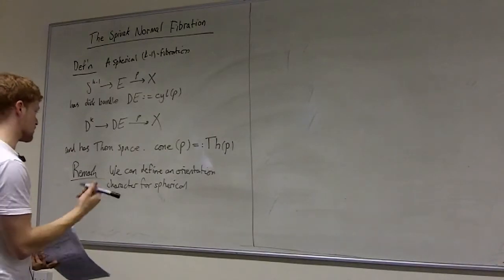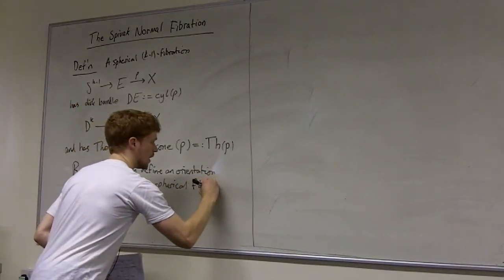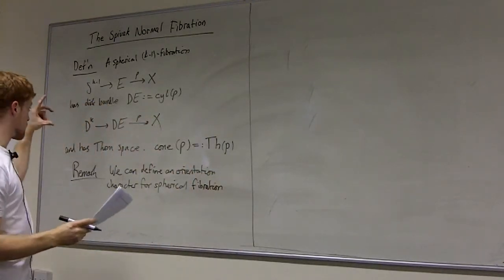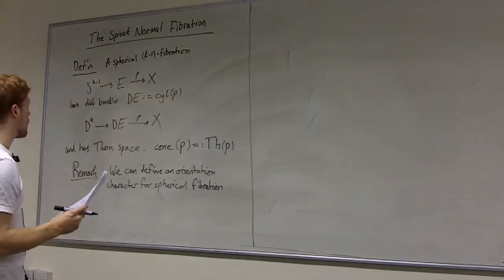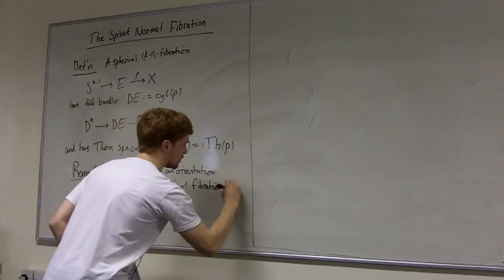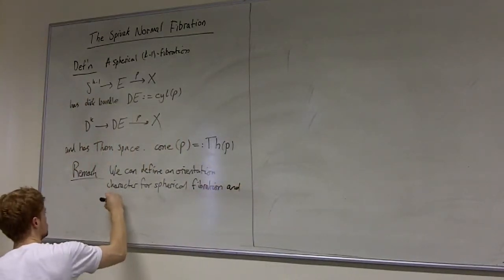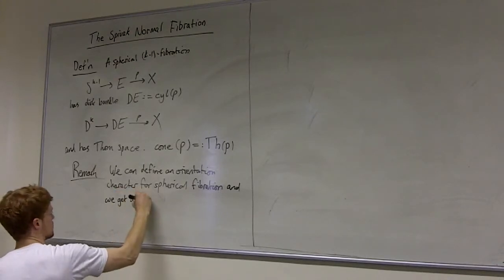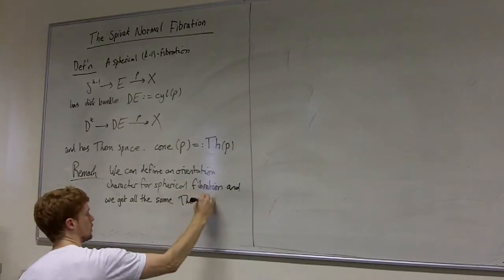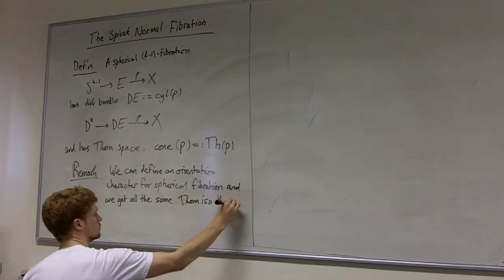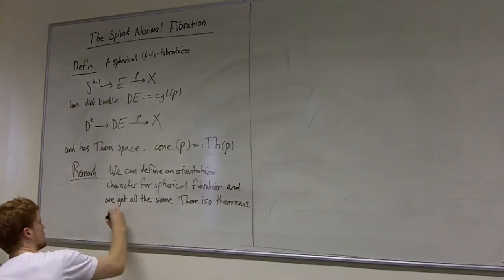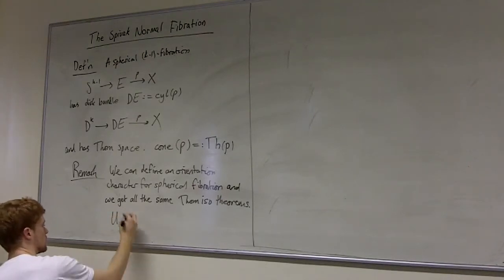Okay, so we can define an orientation character for the spherical fibration, and it all works out completely analogously to vector bundles. So the point is that we can take twisted coefficients, and we get all the same Thom isomorphism theorems. So I guess we'll get some kind of Thom class of the spherical fibration.